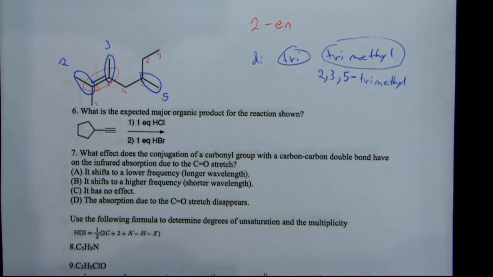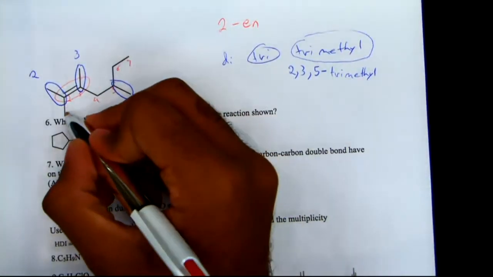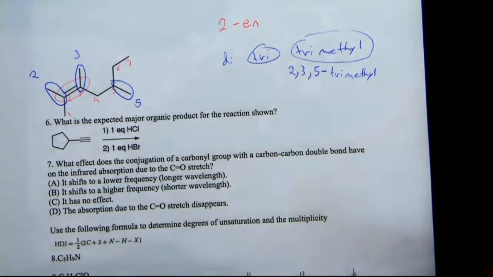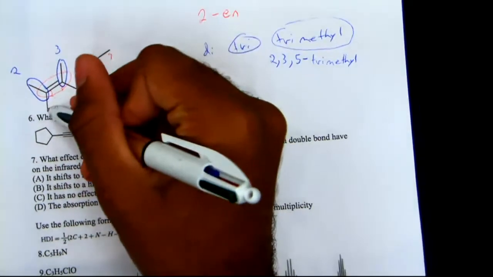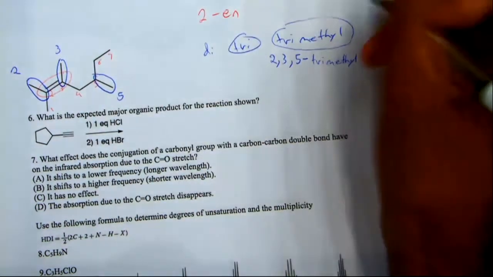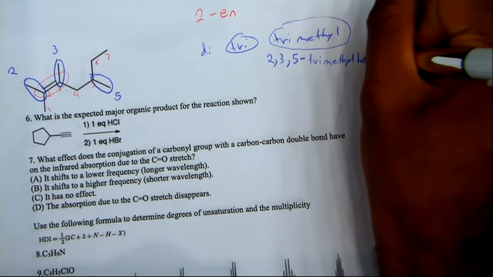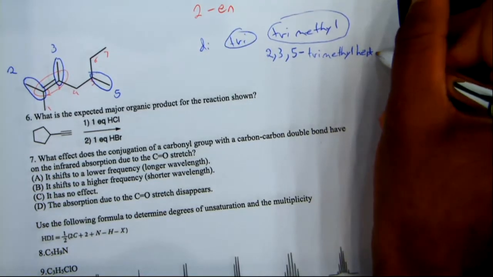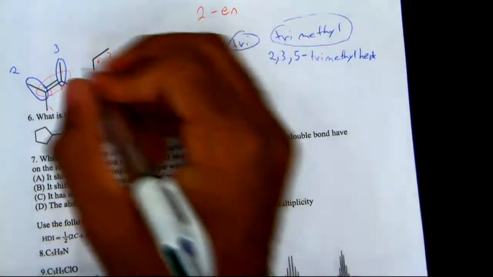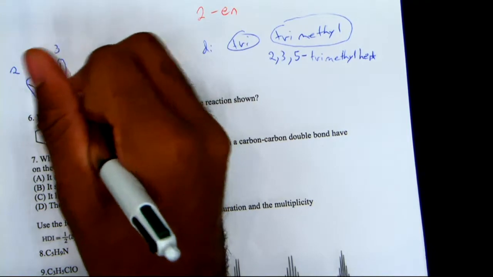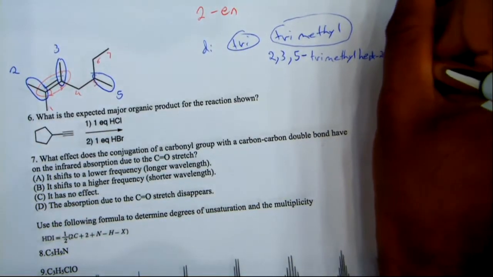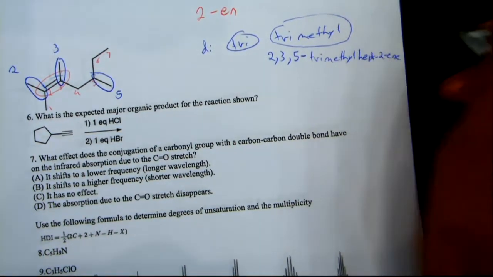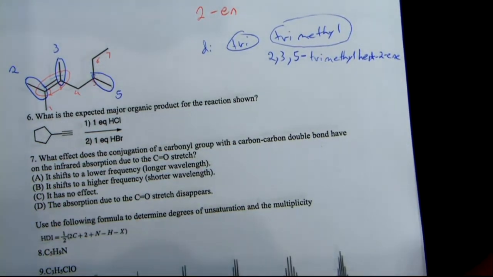And then the amount of carbons in here will determine hexane, heptane, all those types of things. But because we have 1, 2, 3, 4, 5, 6, 7, that's hept, so H-E-P-T, and then right here is where we can put where the alkene was sitting. So because our alkene was at number 2, it'll be hept-2-ene, and that's how you name that one. Does anyone have any questions?